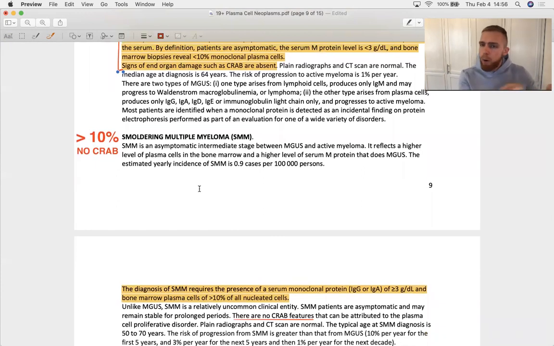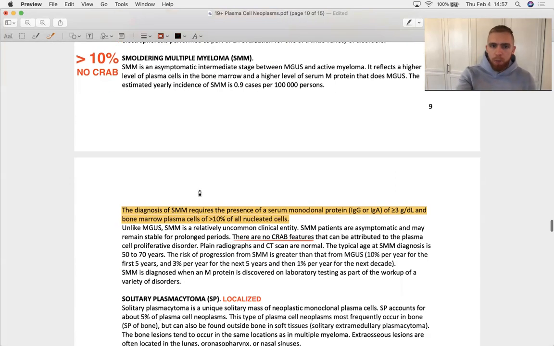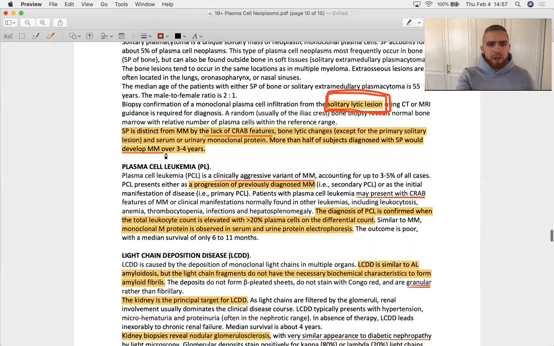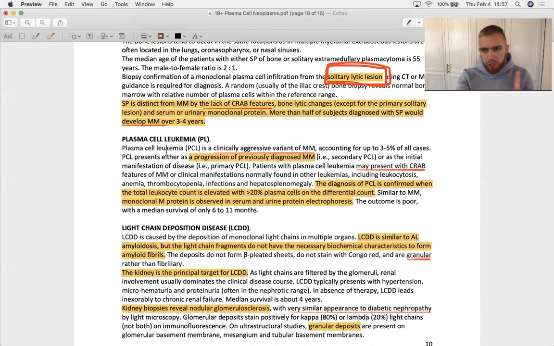They'll tell you that you do a bone marrow and it's greater than 10% plasma cells, but the patient does not have characteristic CRAB symptoms. That's what deems it a smoldering rather than an active multiple myeloma. Then we have the solitary plasmacytoma, which is essentially multiple myeloma without CRAB features. You do have greater than 10% in the marrow, but what's really particular is that this is a localized rather than a diffuse cancer. You only have one single solitary lytic lesion in this solitary plasmacytoma. So a lot of these do go on to become multiple myeloma, just one lesion.